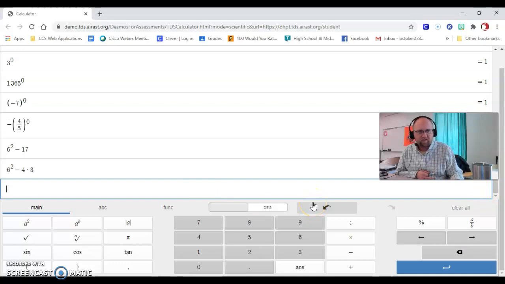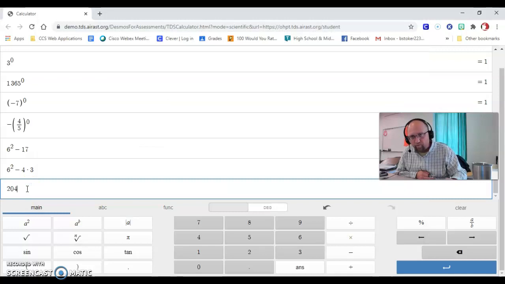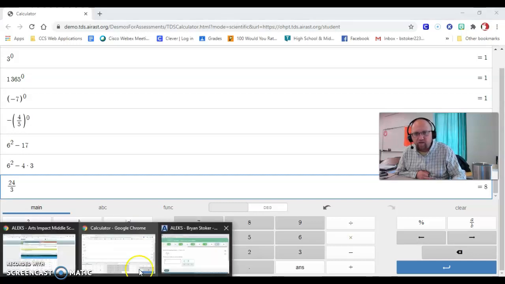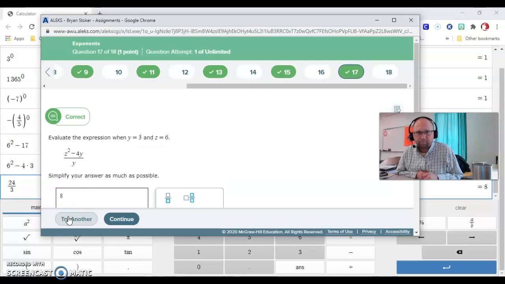I'm just going to leave that 24 sit in that calculator. If you're using a different calculator, maybe use scrap paper and write it down. Then I need to divide 24 by the value of y. And in this case, it's 3. So now I'm going to do 24, not 204, 24 divided by 3, and my answer is 8. So if I've evaluated that correctly and put 8 in there, I am correct. Okay, and I was.